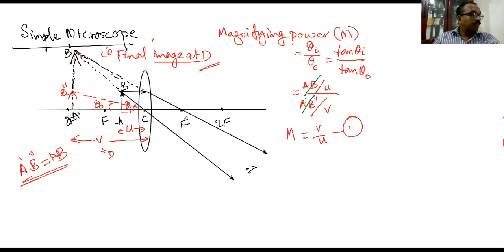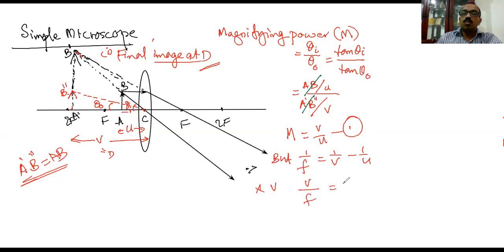But whenever you write an expression for the magnifying power of an optical instrument, it should be expressed in terms of the focal length. All right. So we can make use of the lens equation. We can write 1 by f is equal to 1 by v minus 1 by u. And you just multiply the equation throughout by v, we get v by f is equal to 1 minus v by u.